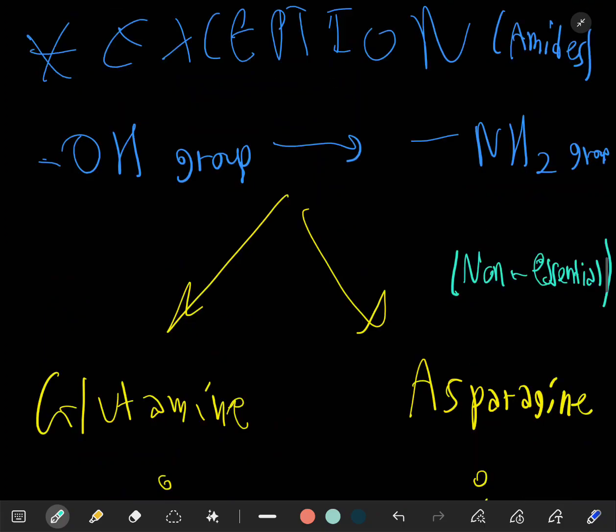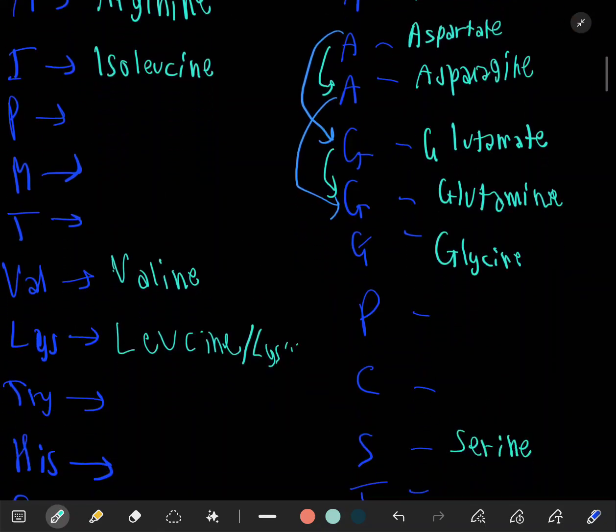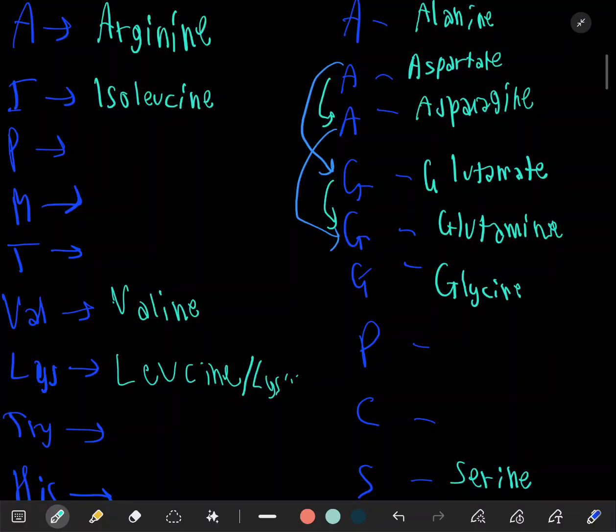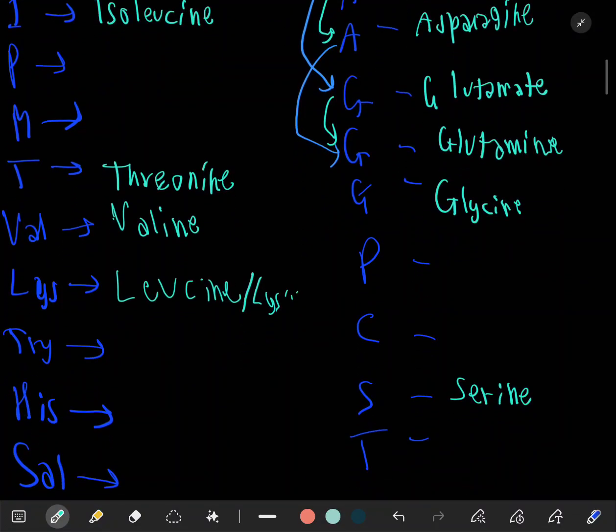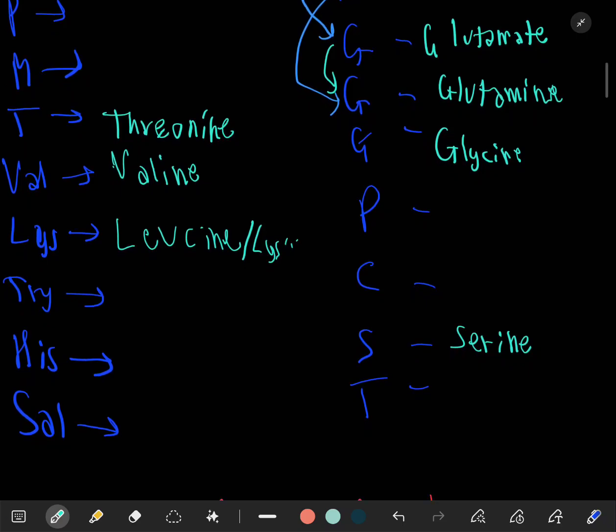ST, serine and threonine. These are also non-essential. No, serine is non-essential and the essential one is threonine. So now we have these left. Okay, so let's see our mistake, we'll find it soon. Leucine and lysine. Why is it overlapping? This is something new.